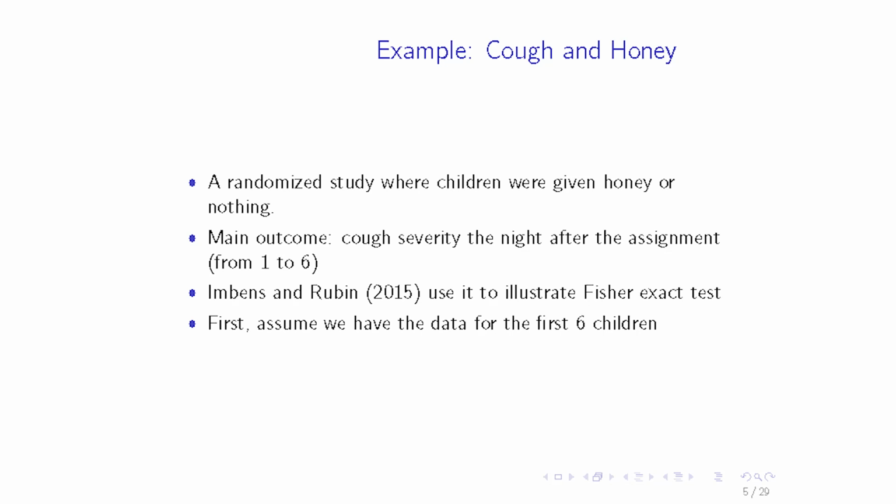This is an example of giving kids honey for cough. It's a randomized study where children were given honey or nothing. There is also a third treatment that we are going to ignore, where they were given some medication. But let's now compare honey or nothing. The main outcome is the severity of the cough the night after the assignment, from 1, no cough, to 6, a lot of cough. And Imbens and Rubin, in their book on causality in social science and biomedical science, use it to illustrate the Fisher exact test. They assume, first to simplify, that we have data only for 6 kids. That way we can write all of the assignments.